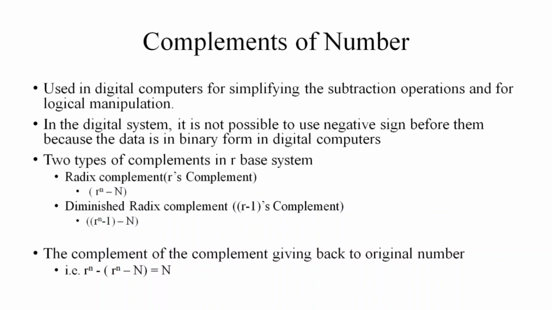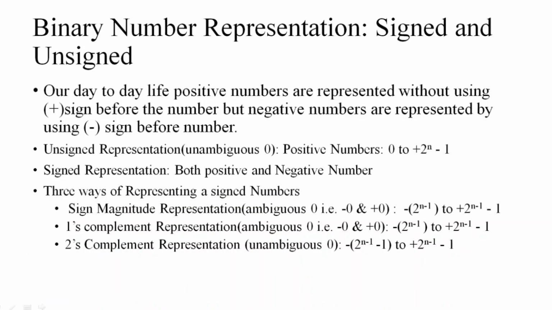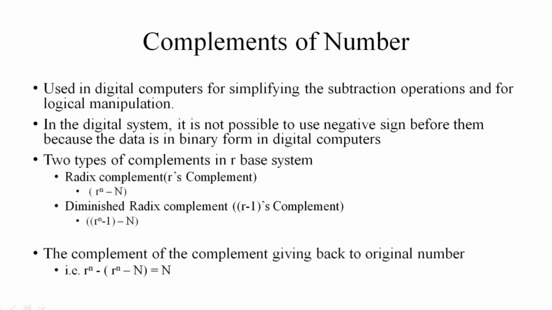The diminished radix complement is computed by using the formula R to the power n minus 1 minus N. Here R is also the base of the number system, small n represents the number of integer digits in the number capital N, and capital N is the number.